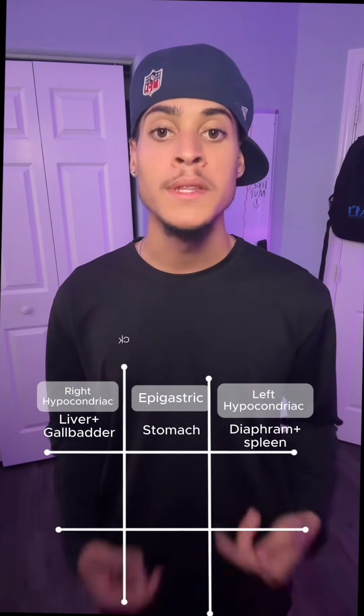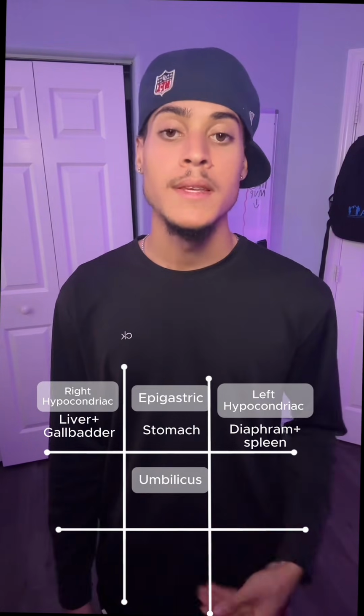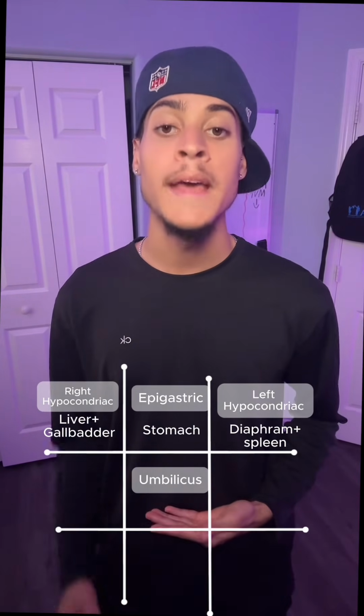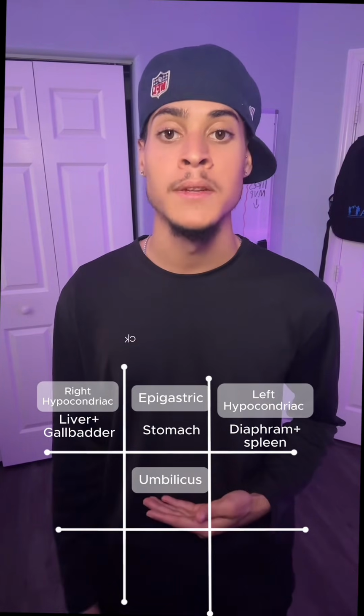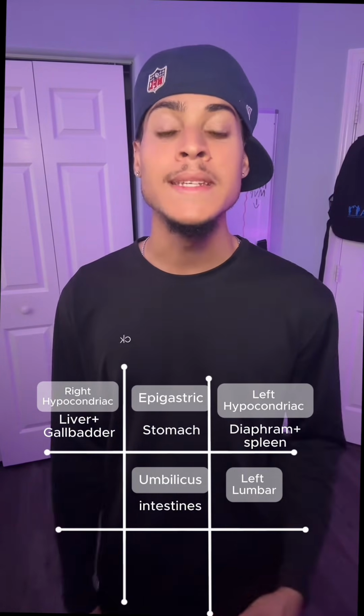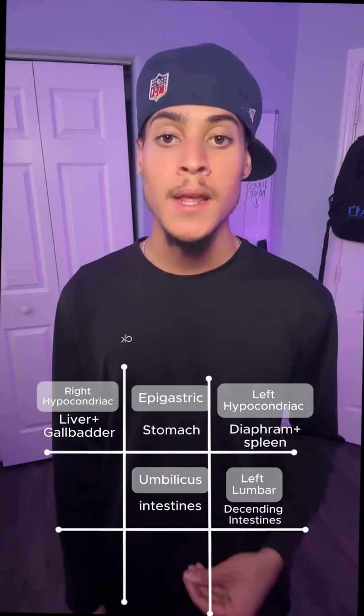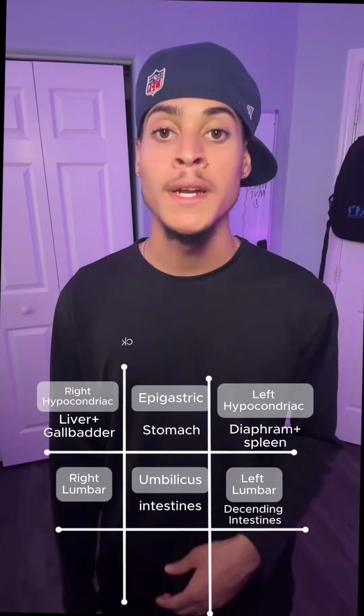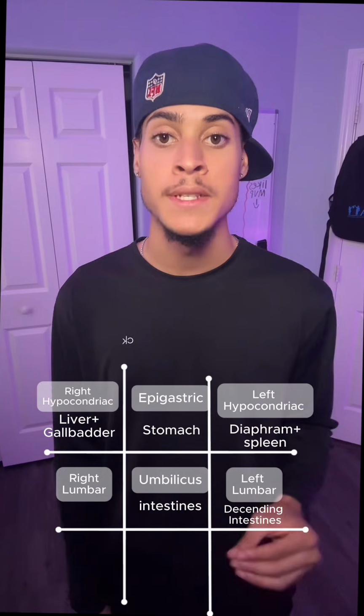Onto the second row, in the middle is the umbilicus. This has the small intestine and transverse colon of large intestine. In the left lumbar region, we're going to have the descending colon of large intestine, and in the right lumbar region, we're going to have the ascending colon of large intestine.